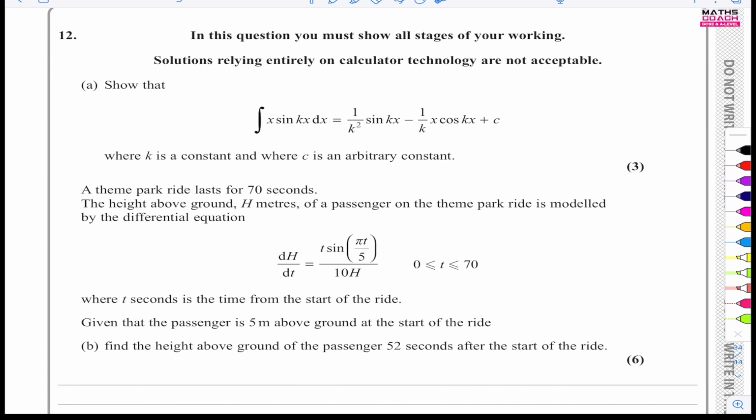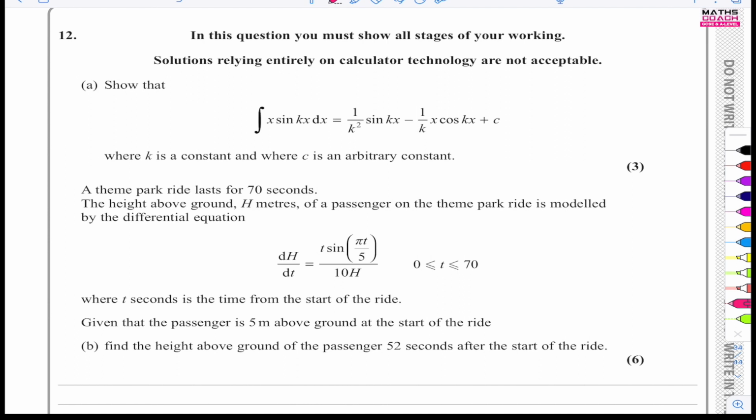So let's have a look at question A. We can see that we have to integrate the product of two functions. So what's the rule that we apply for integrating the product of two functions? Is it the product rule? If it was differentiation, then yes, we would differentiate with the product rule. But in this case, we're doing the reverse of differentiation, which is integration. Exactly. So what's the reverse of the product rule? Integration by parts. There we go.